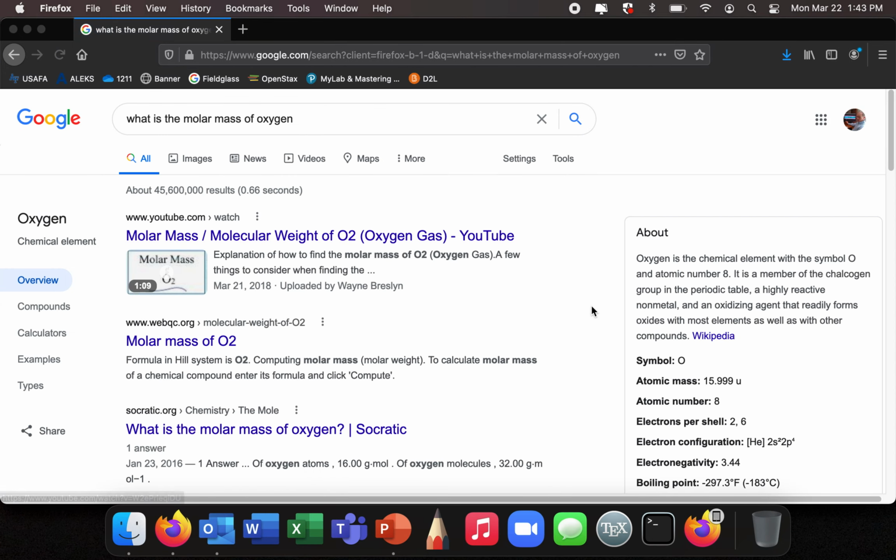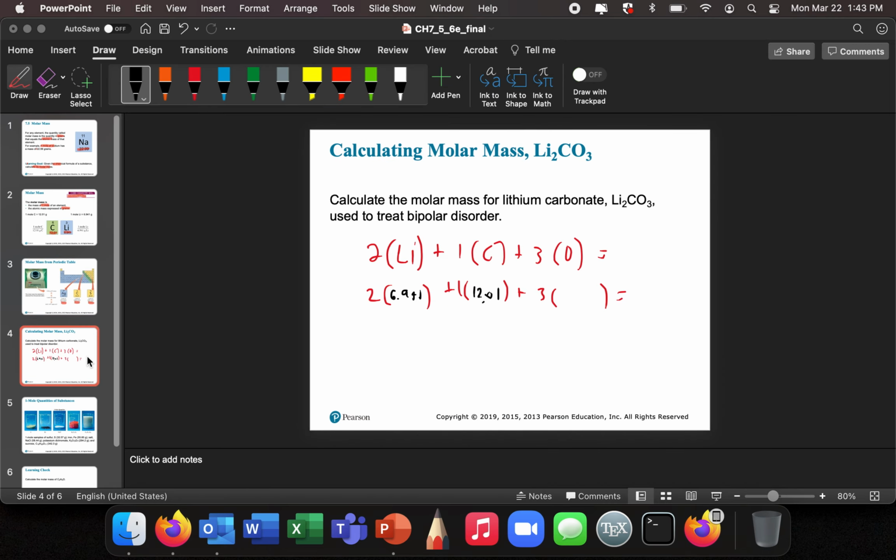Oxygen, the atomic mass is 15.999. So let me come back over here, and I'm going to call that 16. Most periodic tables will round that off to 16.00. Okay, and so it's going to be 2 times 7, roughly. I'll put this in my calculator to check it. Plus 12 plus 3 times 16 is 48. Right? So 12 plus 48 is 60. So it looks like it's going to be 74.